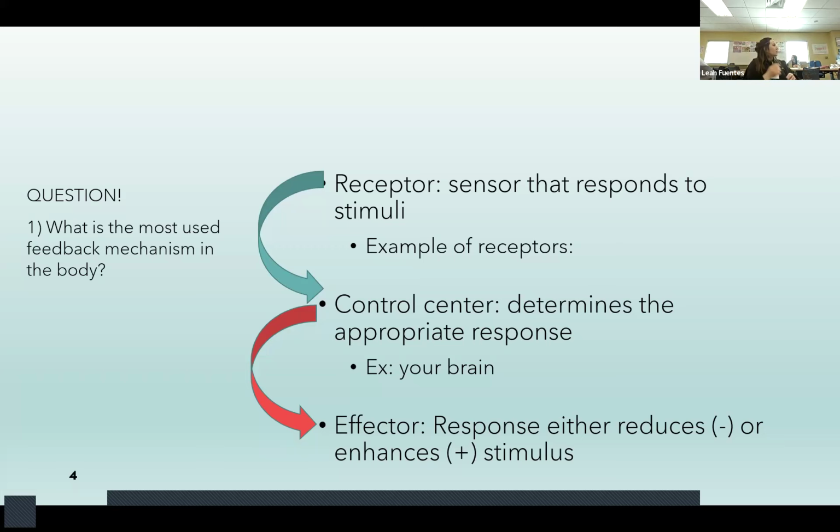So from the receptor, we move to the control center, which determines the body's appropriate response. An example of a control center is your brain. The way this could come up on the exam is something like: describe or determine a structure in the body that acts as a control center. Your brain.